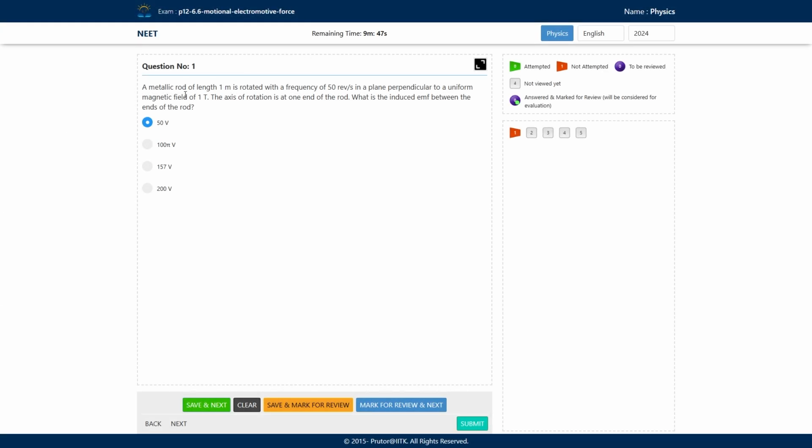Okay. First question. A metallic rod of length 1 meter is rotated with a frequency of 50 revolutions per second in a plane perpendicular to a uniform magnetic field of 1 Tesla. The axis of rotation is at one end of the rod. What is the induced EMF between the ends of the rod? So you have to solve it and write your answers in the comment section.